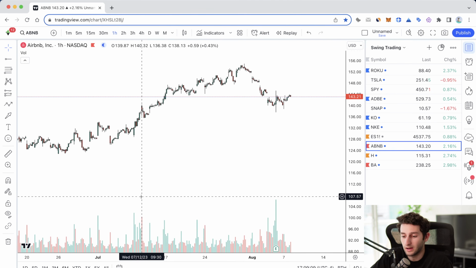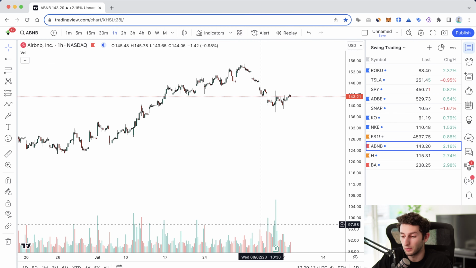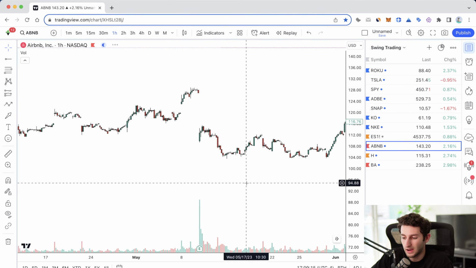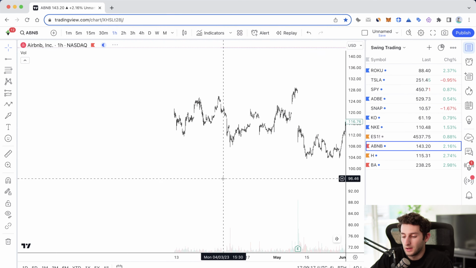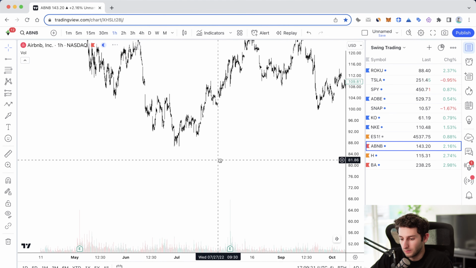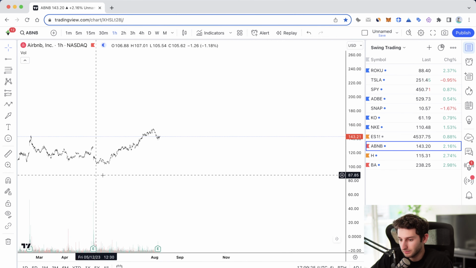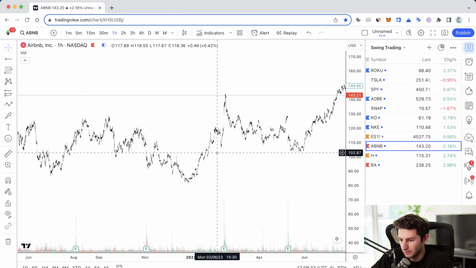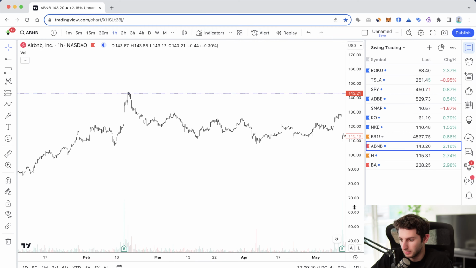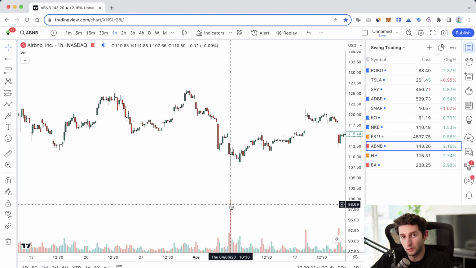Now, when it comes to looking at stocks specifically, earnings, of course, there's always going to be a lot more volume on days with earnings. So that you can kind of ignore, right? But if we zoom out a little bit more, let's see if we can find a good one. Zoom out like this. Come back in this area right here. This is what I'm trying to find. You can see on this day, see this huge volume spike in the 1 hour?